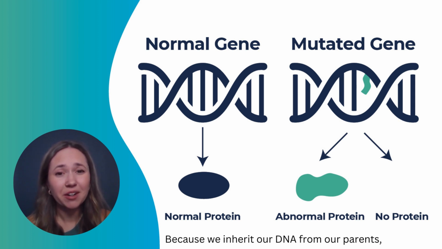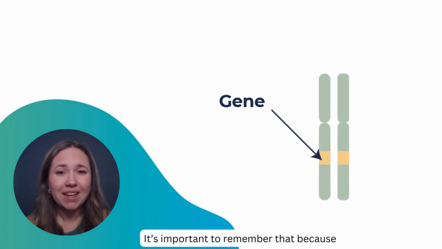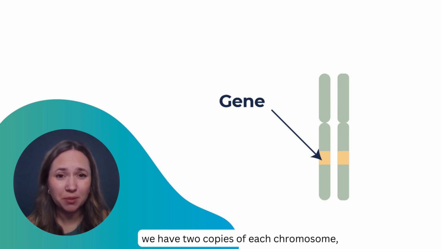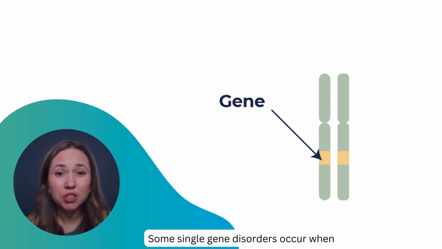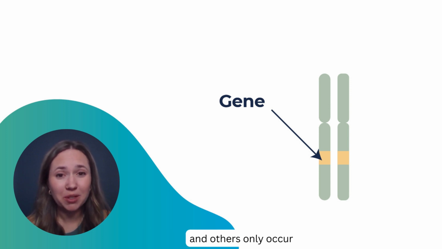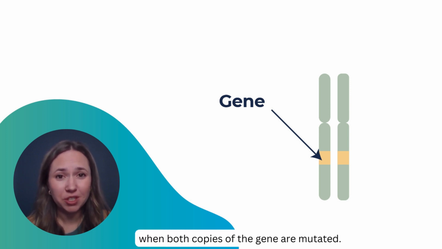Because we inherit our DNA from our parents, single gene disorders can run in families. It's important to remember that because we have 2 copies of each chromosome, we also have 2 copies of each gene. Some single gene disorders occur when just 1 copy of the gene is mutated, and others only occur when both copies of the gene are mutated.